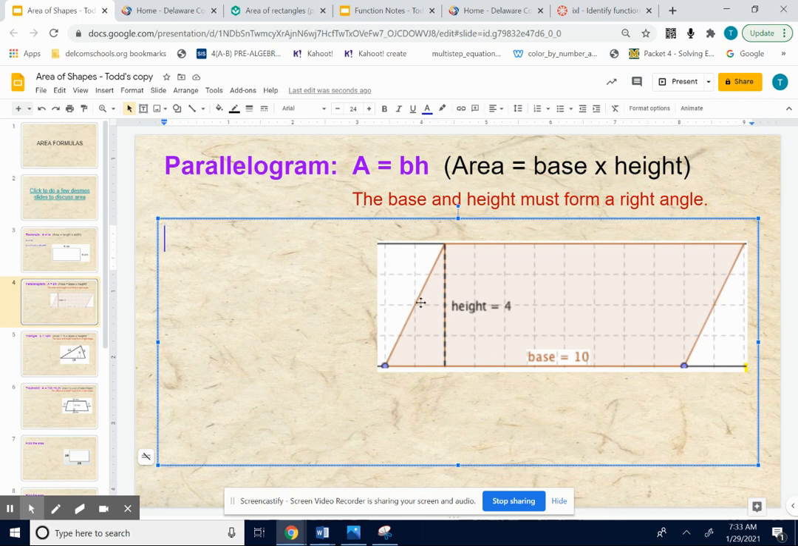So in this problem, they're giving you the base, 10, and they're giving you the height. See how the height's forming a right angle right here? This would be a 90-degree angle. So that 4 is the height.